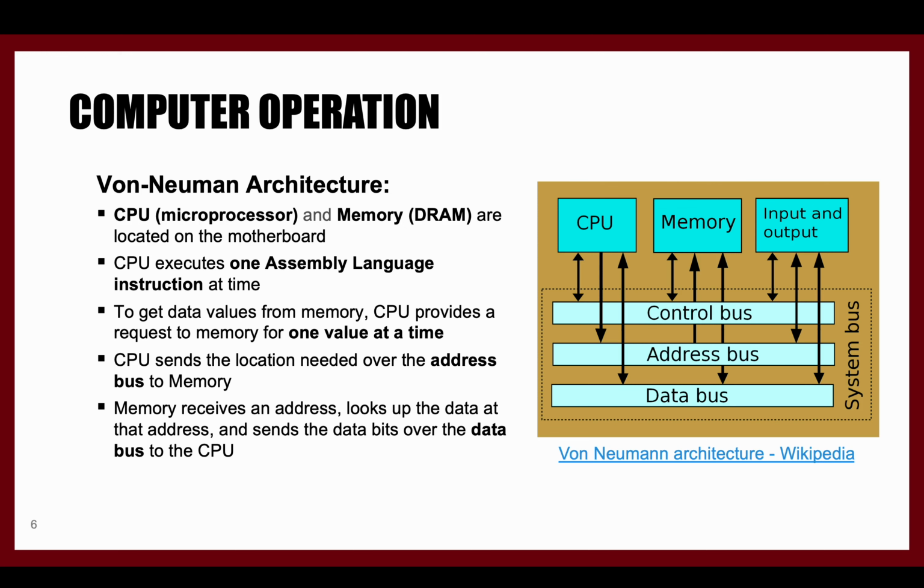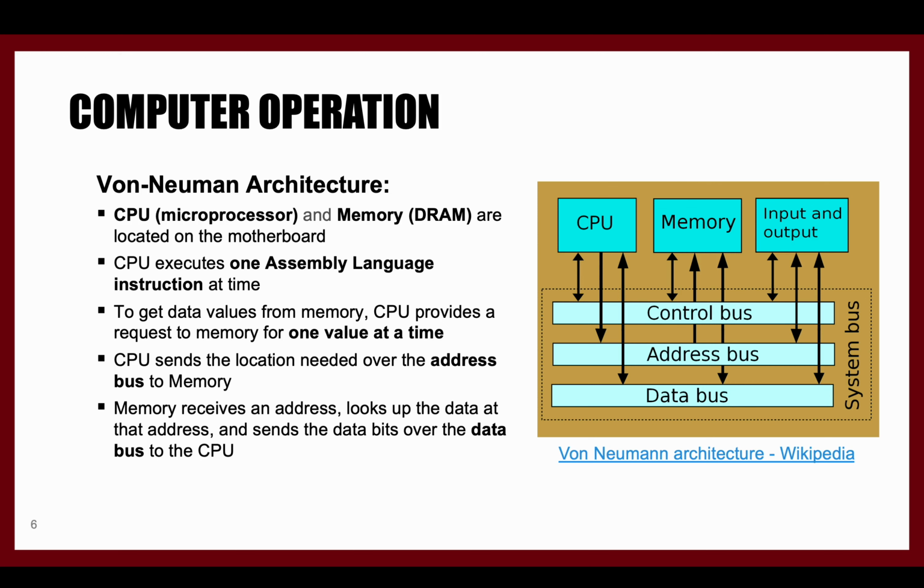Address communication. The CPU sends the memory location it needs data from over the address bus to the memory. Memory data transfer. Upon receiving an address, memory fetches the data from the address and sends it to the CPU via the data bus. Visual representation. The diagram showcases how the components communicate. CPU, memory, and input output. These are the main parts of the system.